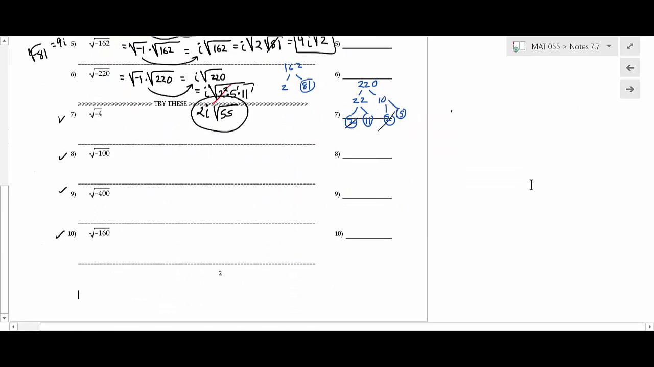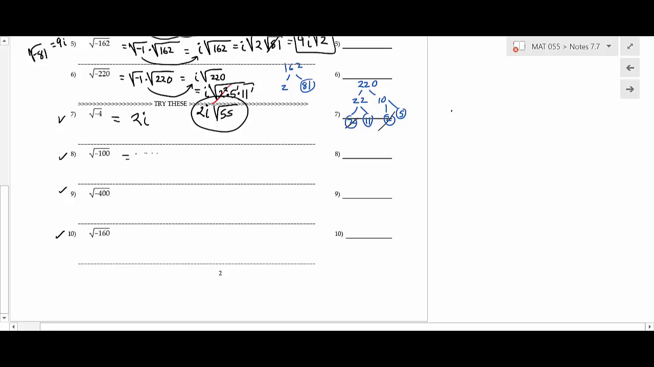Okay, I didn't see much trouble, certainly on the first 2. And you can do this one in your head. You know that the square root of 4 is 2, but you also know it's an imaginary number. So if you can do it in your head, you can do that. The next one's the same way.